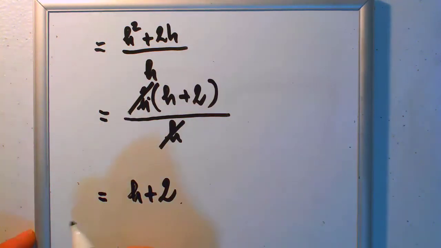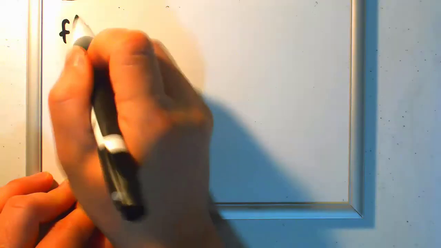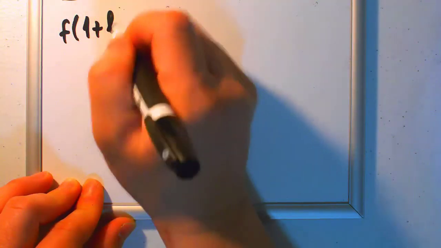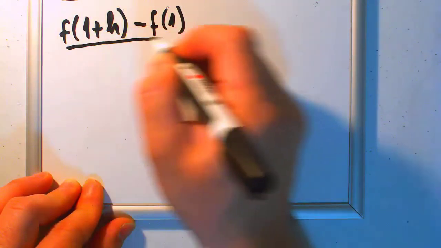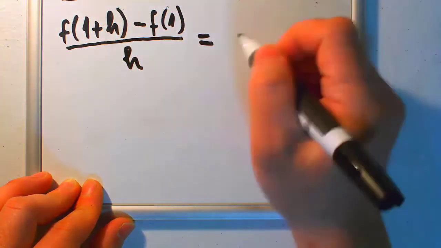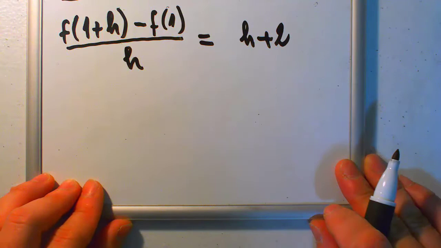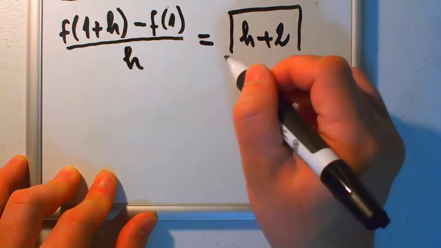And so making our final conclusion, we have gone a long way, but f of 1 plus h minus f of 1 over h has been found to equal h plus 2 after some process of evaluating and simplifying. And so that's your answer.